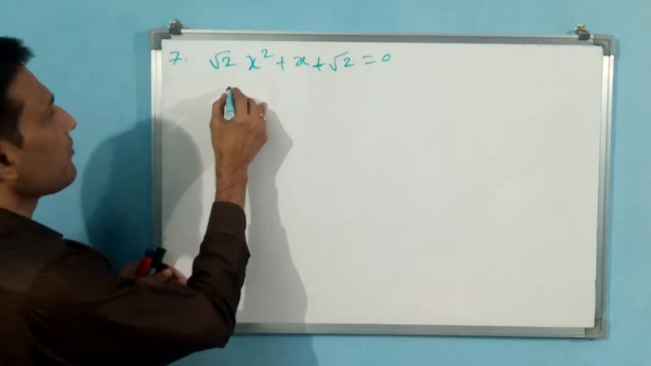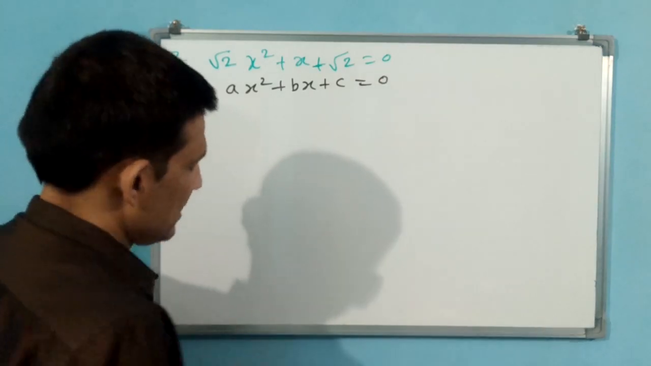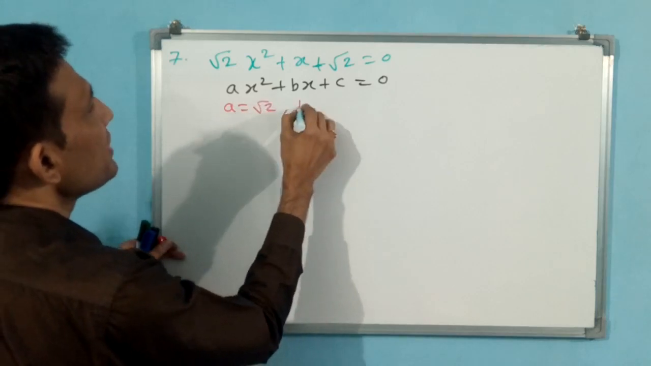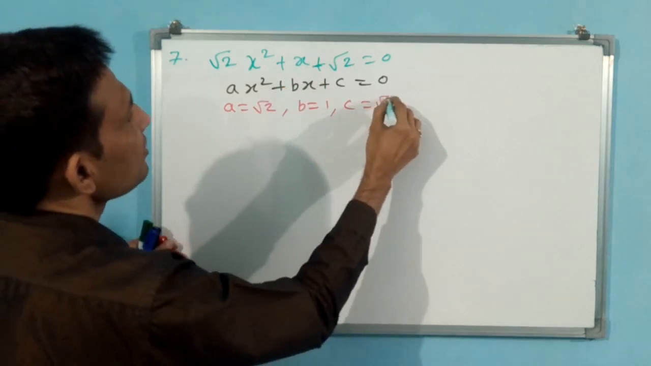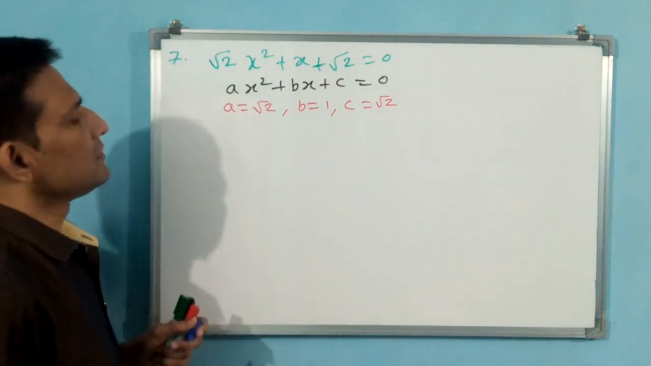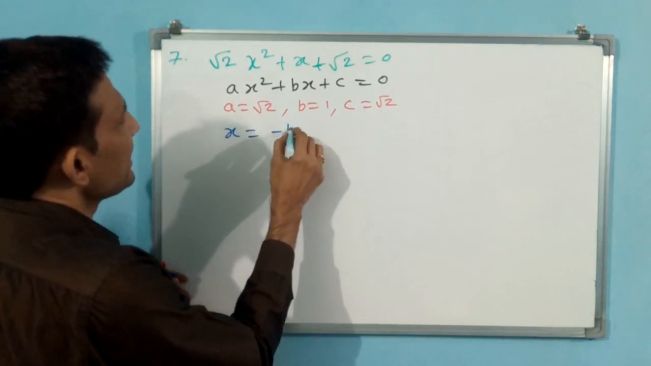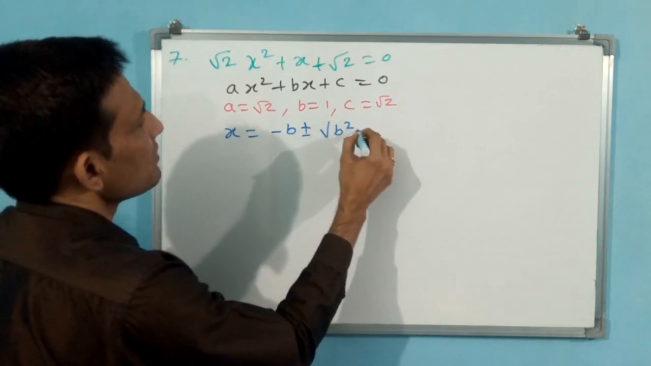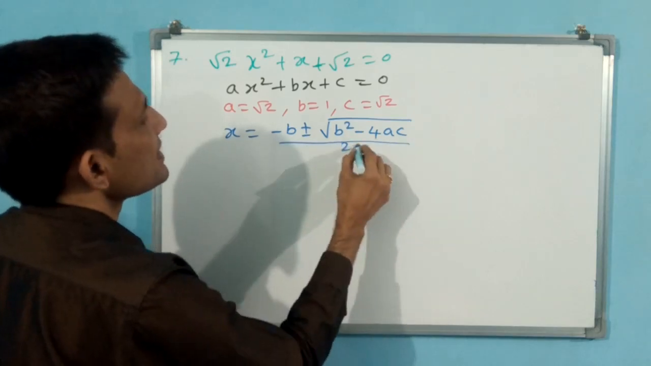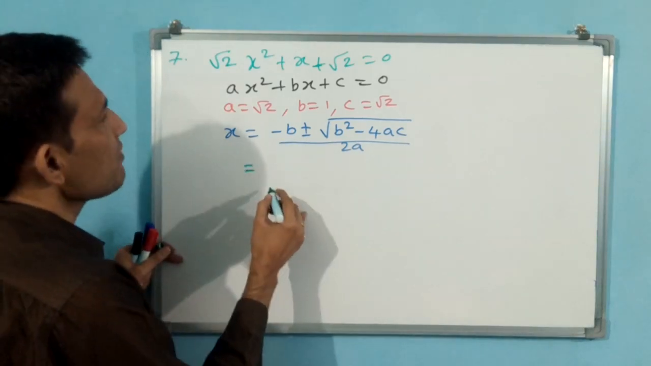Now you write the standard form. ax square plus bx plus c is equal to 0. I have written the standard form. And write the values: a is equal to root 2, b is equal to 1, c is equal to root 2. These three coefficients we have written. Now you write the formula. x is equal to minus b plus or minus square root of b square minus 4ac by 2a.